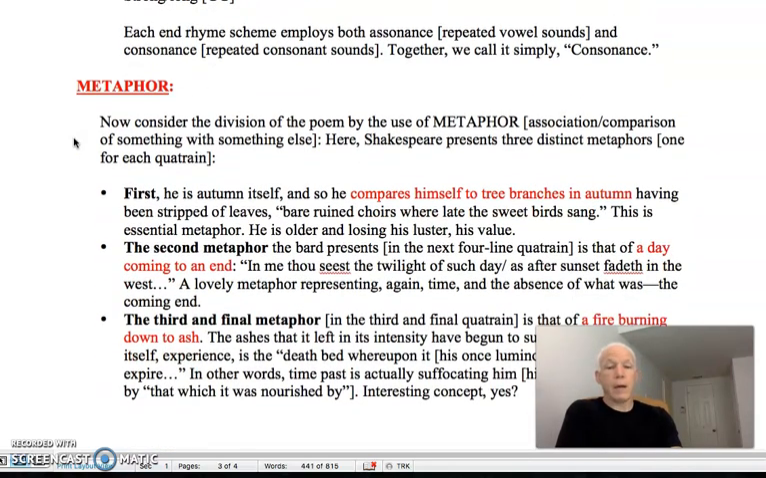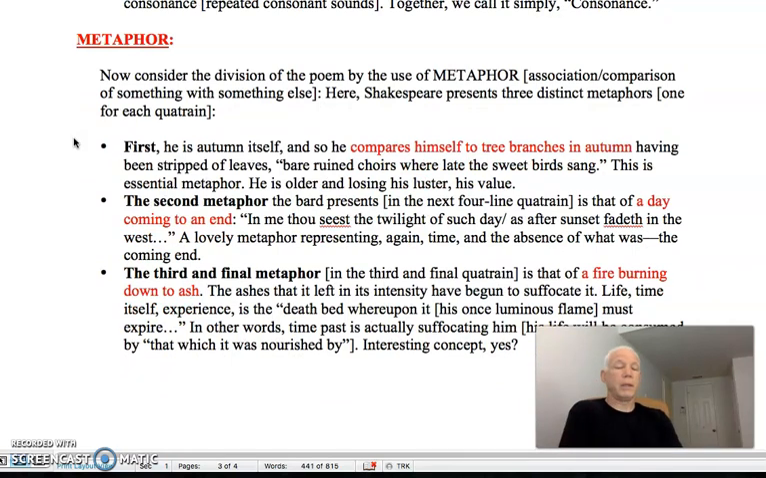Metaphor. Now consider the division of the poem by the use of metaphor. Association, comparison of something with something else. Here, Shakespeare presents 3 distinct metaphors, 1 for each quatrain. First, he is autumn itself, and so he compares himself to tree branches in autumn, having been stripped of leaves. Bare, ruined choirs where late the sweet birds sang. This is essential metaphor. He is older and losing his luster, his value.